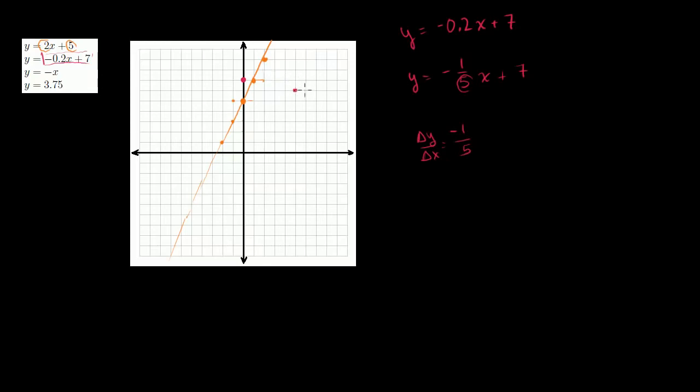We move 5 to the right, 1, 2, 3, 4, 5. We must move down 1. If we go backwards, instead of this, you view this as 1 over negative 5. These are obviously equivalent numbers. So if you go back 5, that's negative 5, 1, 2, 3, 4, 5, then you move up 1. You go back 5, 1, 2, 3, 4, 5, you move up 1. So the line is going to look like this.